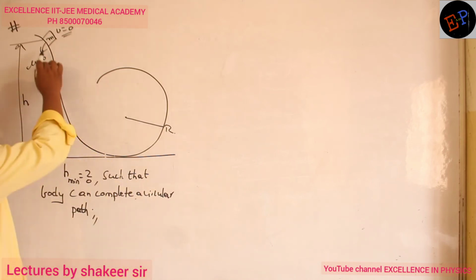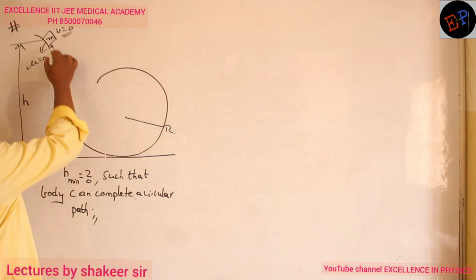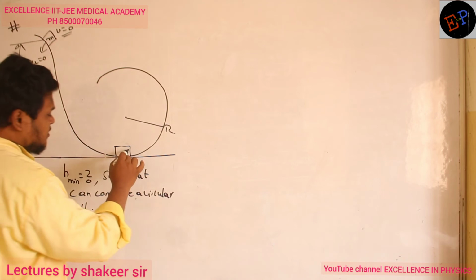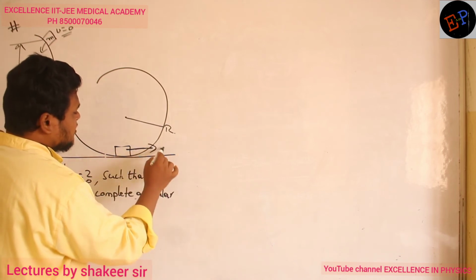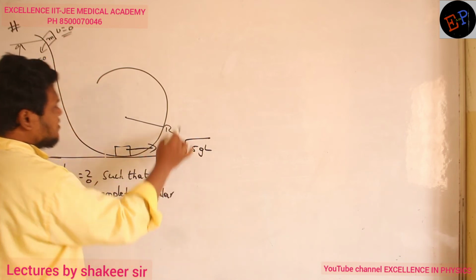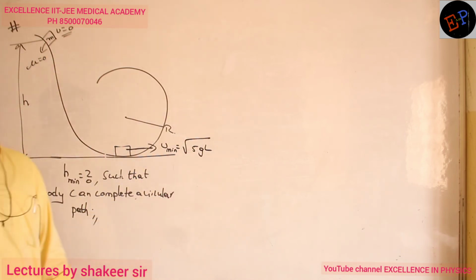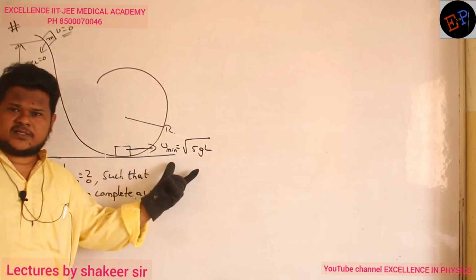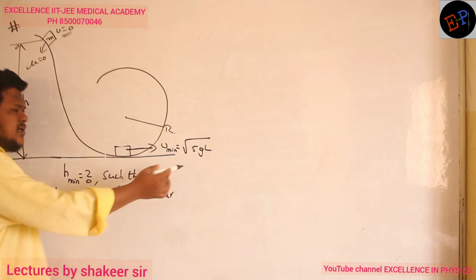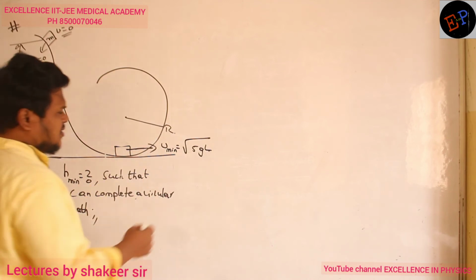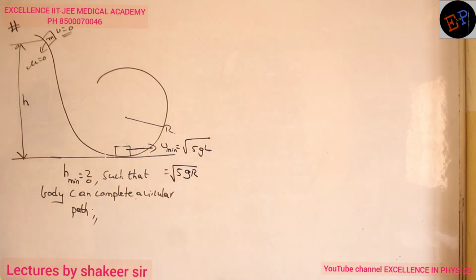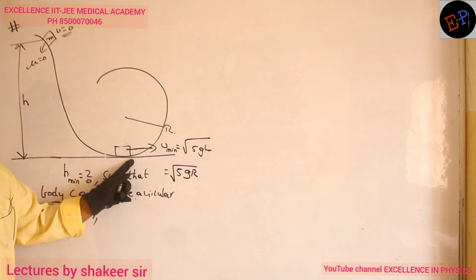So for this body to complete a circular path, after some time it will reach the bottom of the circle. At the bottom of the circle, how much velocity should it have? It should have a minimum velocity of root 5gl. Then only it can complete a circular path. Here L is nothing but R, so instead of L, I will write root 5gr. This is the minimum velocity the body should have at the bottommost point of the circle.